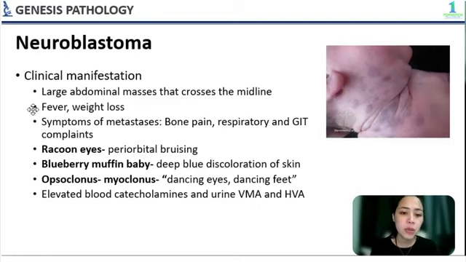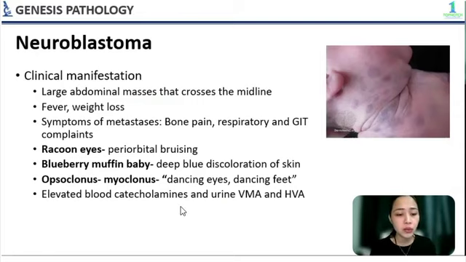In younger patients, they may present with fever and weight loss. Neuroblastoma also metastasizes widely through the hematogenous and lymphatic systems. That's why we see proptosis and ecchymosis, because there is spread to the periorbital region, the so-called raccoon eyes. There can also be multiple cutaneous metastases causing a deep blue discoloration of the skin, the so-called blueberry muffin baby, because the baby looks like a blueberry muffin. Then there can be opsoclonus myoclonus, the dancing eyes and dancing feet.